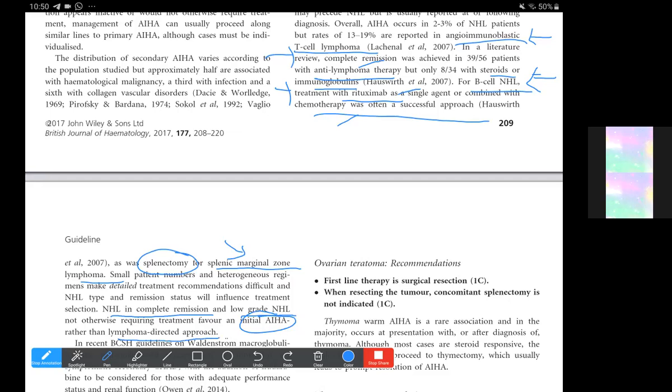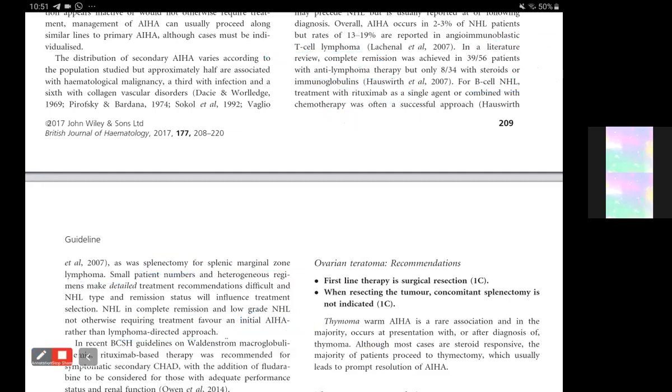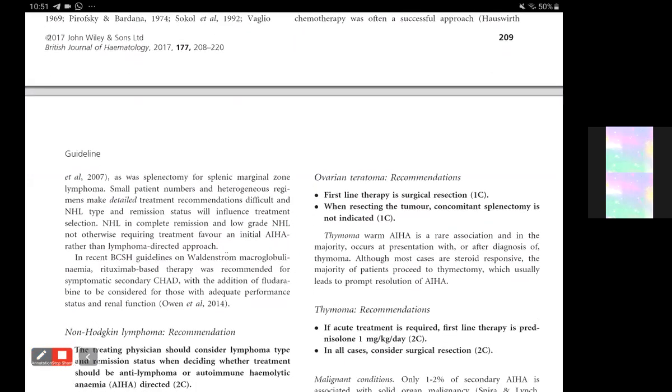So if the NHL is low grade or was in complete remission, and the only presenting feature in the patient is that of hemolytic anemia, then this autoimmune hemolytic anemia, although it may be secondary, could in this case be treated as primary. If the disease is in remission or if it is low grade, then this autoimmune hemolytic anemia is treated as primary autoimmune hemolytic anemia, and lymphoma-directed therapy is not given for treating it.